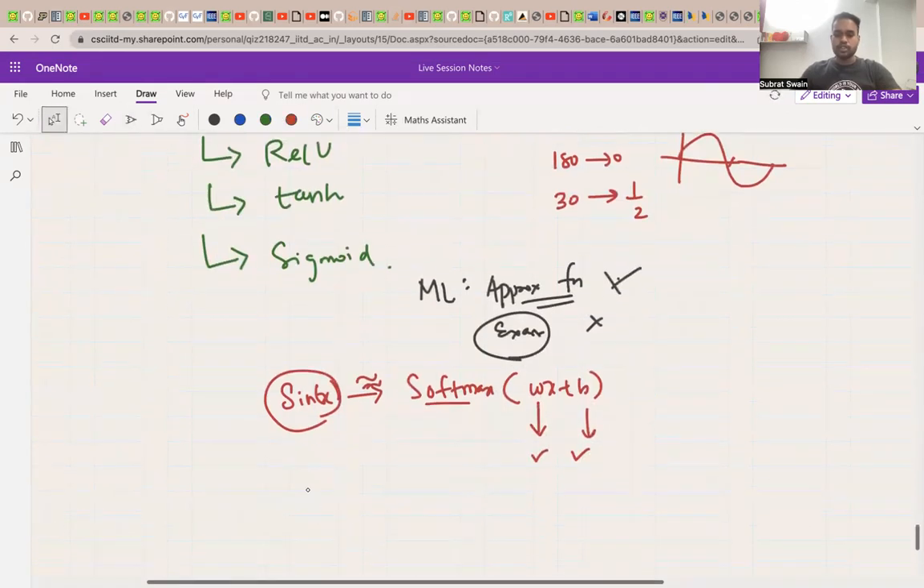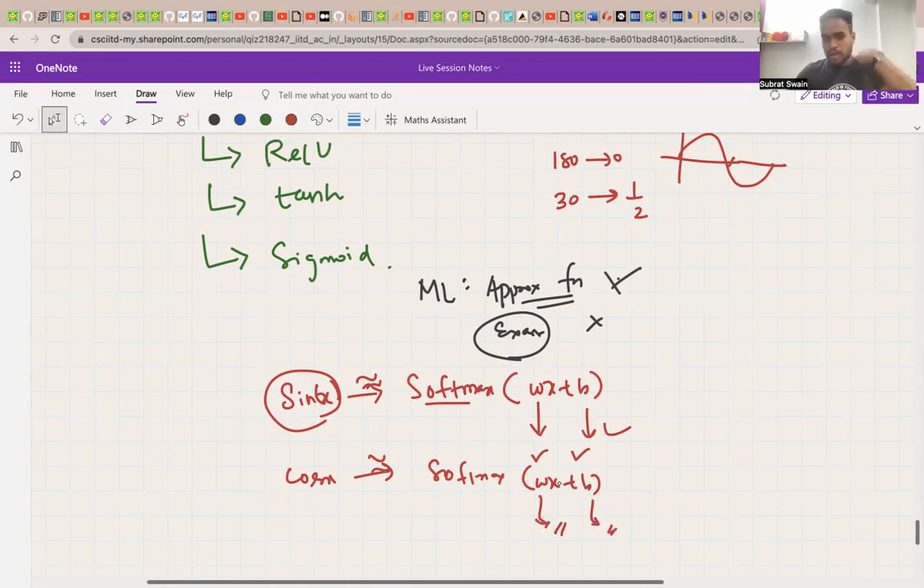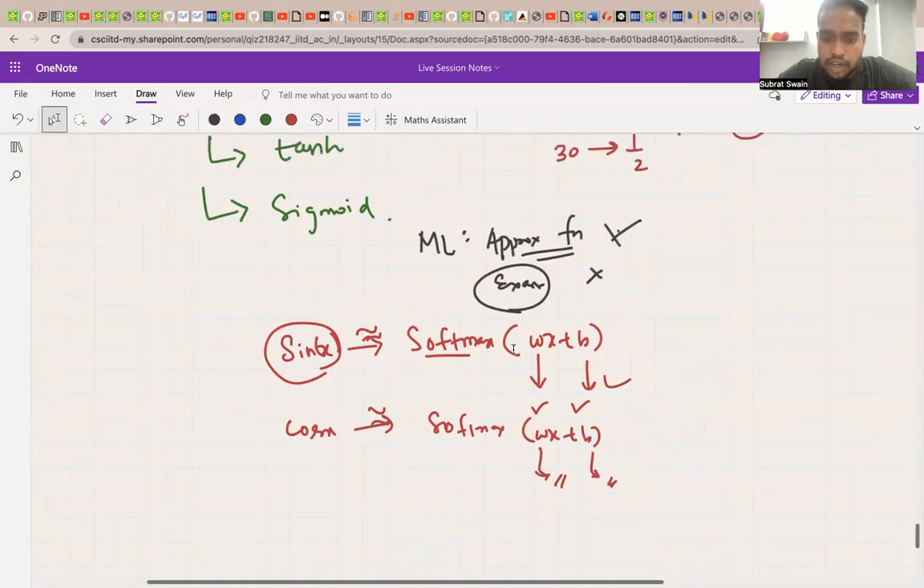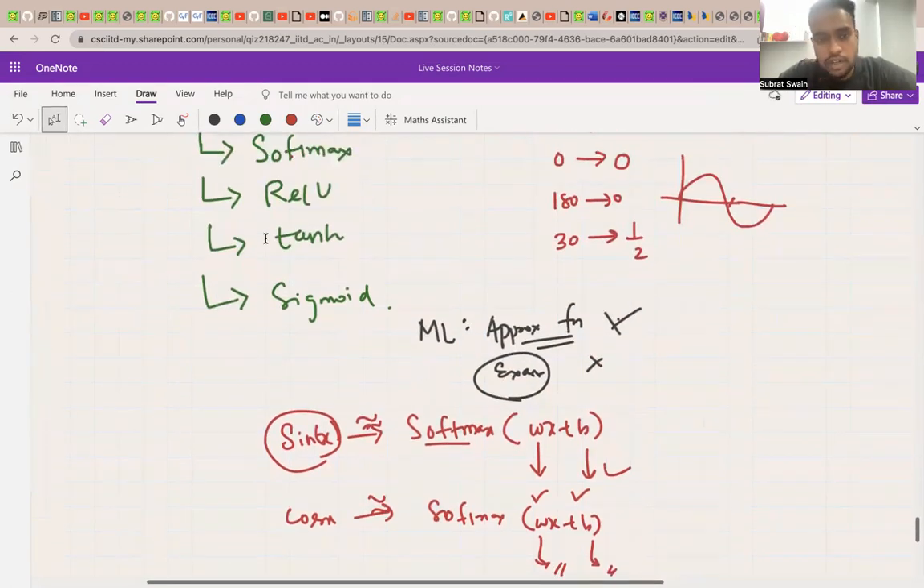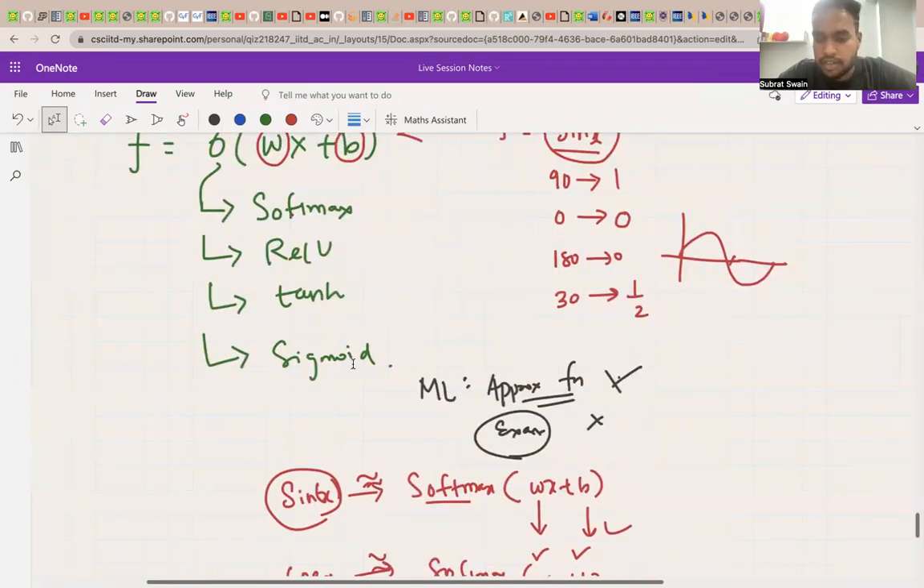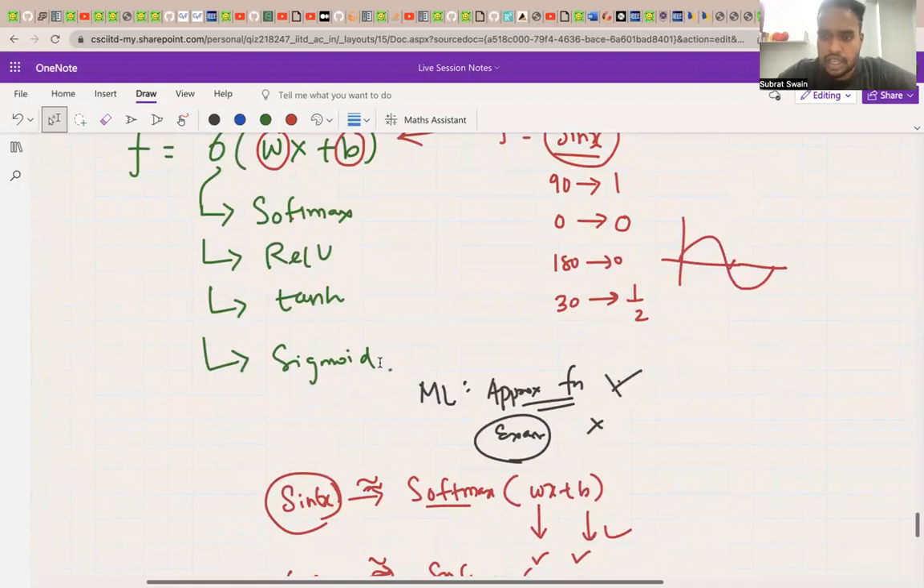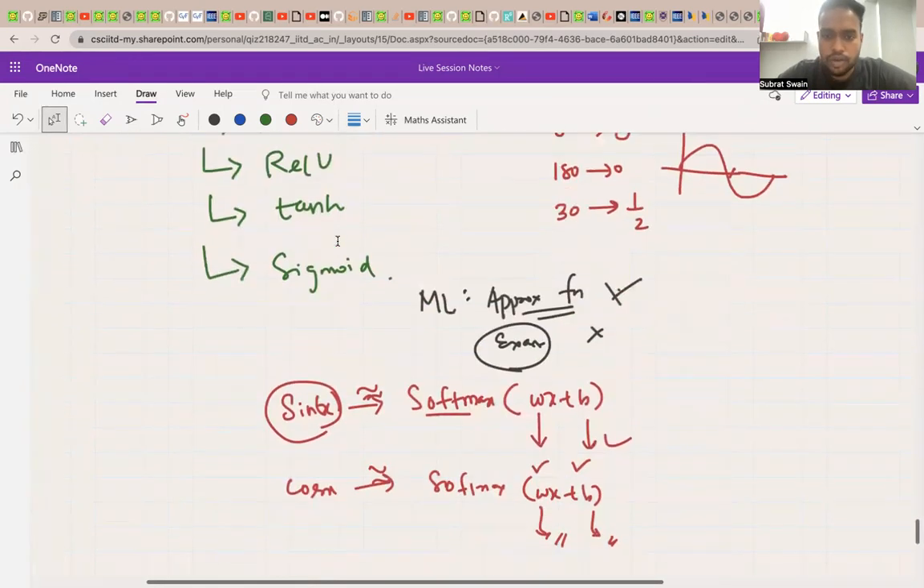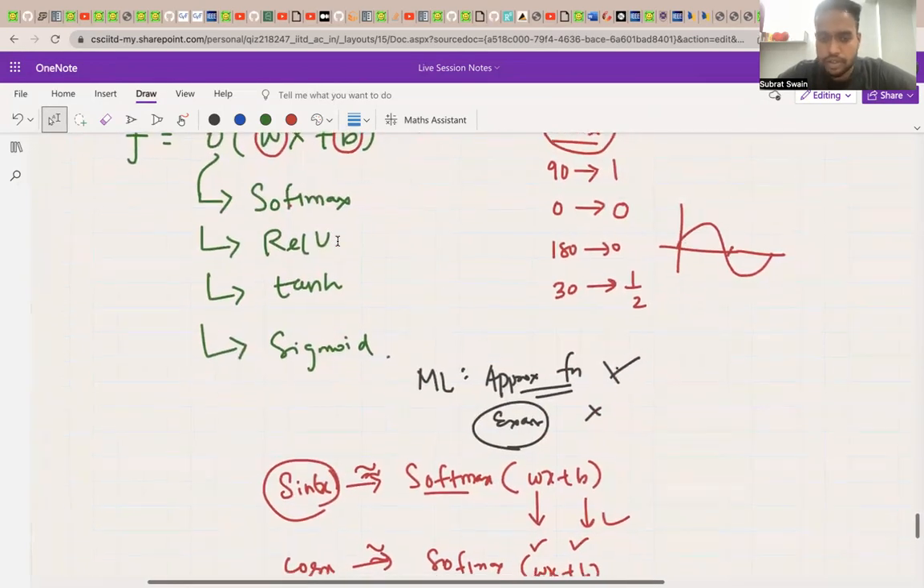The proper w and proper b need to be learned. Similarly, cos x can also be represented using this wx plus b, but here the w and b will be different from this w and b. Okay, so by changing w and b, we can represent the same function using softmax, like using a non-linearity on top of this. There are different types of non-linearity: softmax, ReLU, tanh, and sigmoid. There are others also. These are called activation functions in terms of neural networks. I will go into this once I go into detail on all these things.